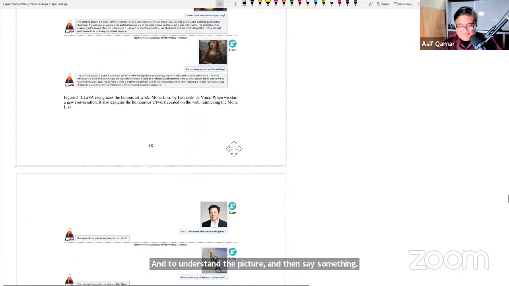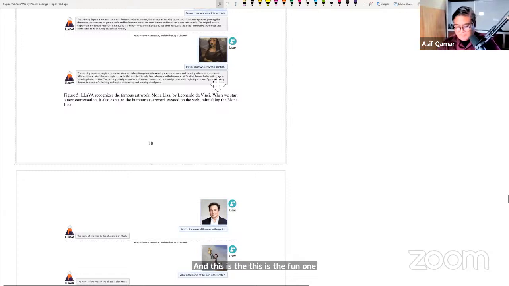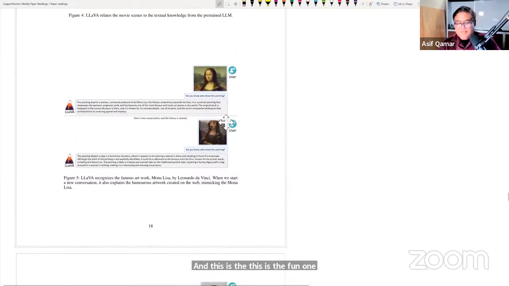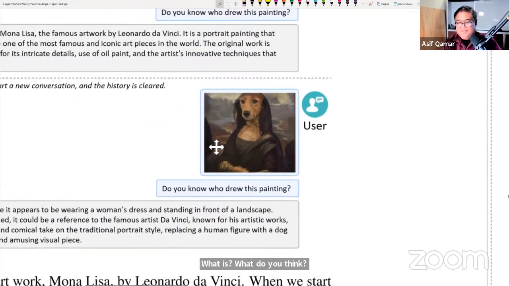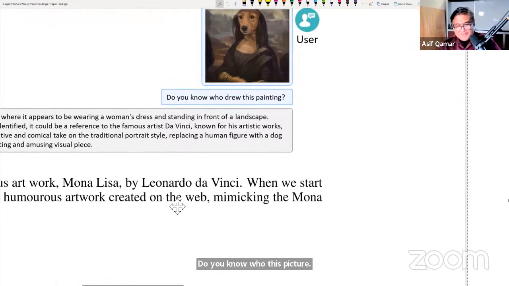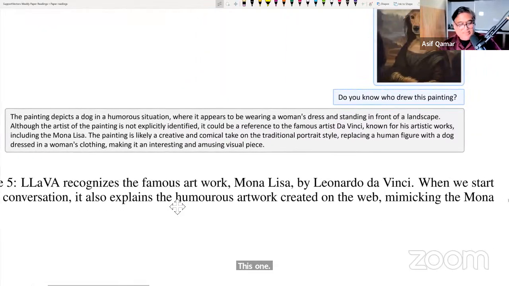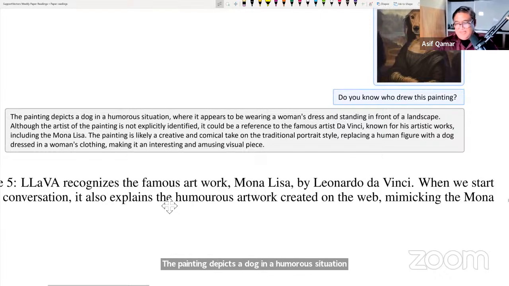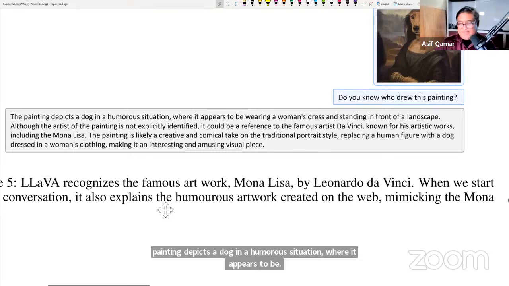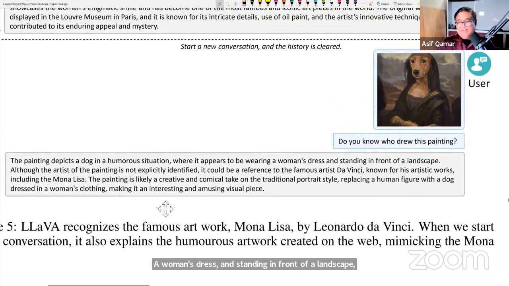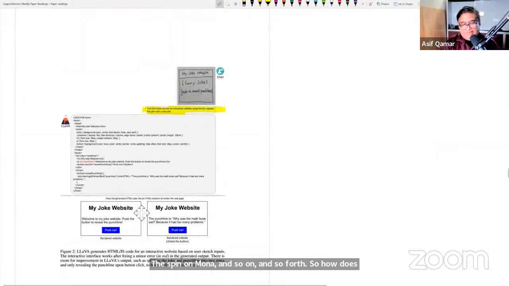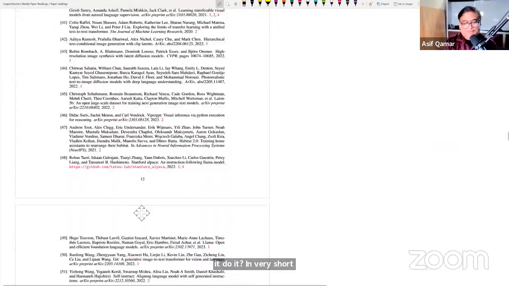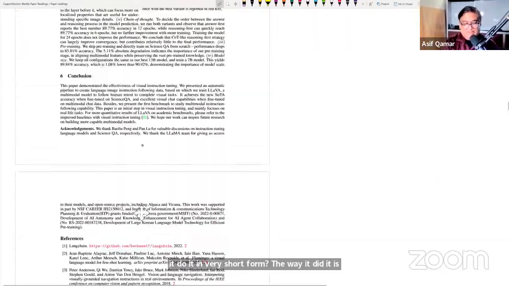And this is the fun one. What do you think? Do you know who drew this picture? And then it goes on to say, the painting depicts a dog in a humorous situation where it appears to be wearing a woman's dress and standing in front of a landscape, etc. So it figures out that it's a spin on the Mona Lisa, and so on and so forth. So how does it do it? In very short form, the way it did it is actually dead simple.